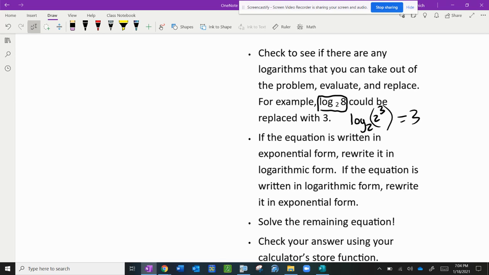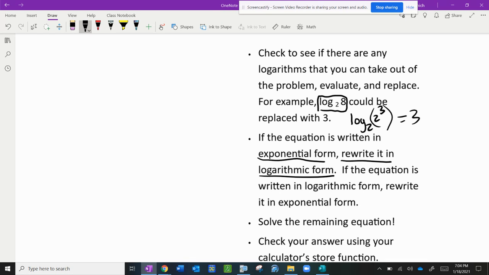If the equation is written in exponential form, then rewrite it in logarithmic form. That's the most important. Remember, inverses, we're going to rewrite into the inverse form, just like we've done with all different equations. When we have a quadratic, we square root both sides and we turn a quadratic into a square root function. Okay, and vice versa.